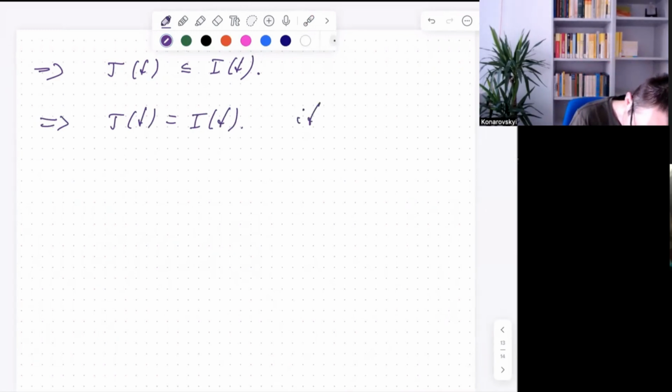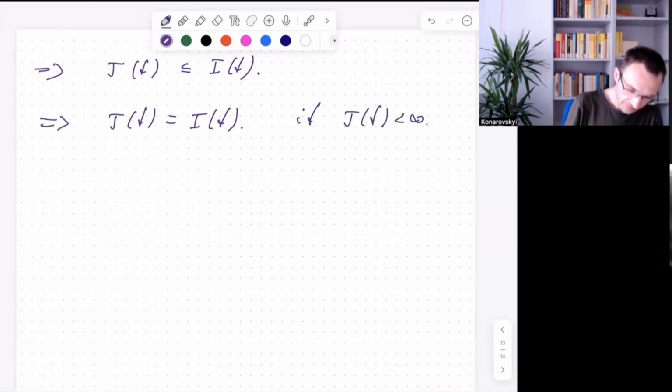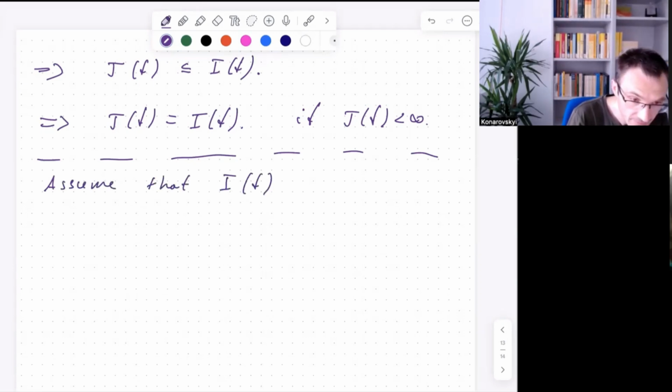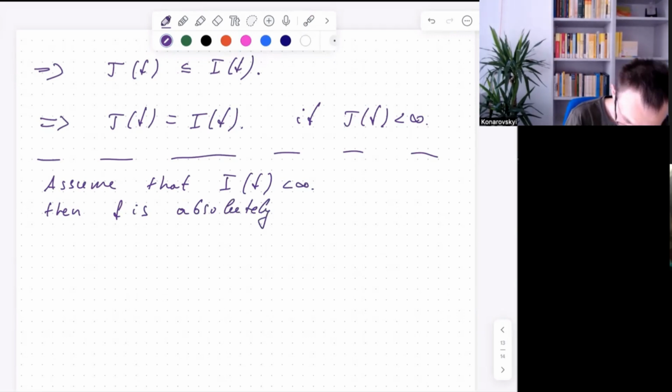So once again, if j of f is finite. Then the second case that we want to consider here to finish the proof of the proposition, let's assume that I of f is finite. Then we know that the function f is absolutely continuous.